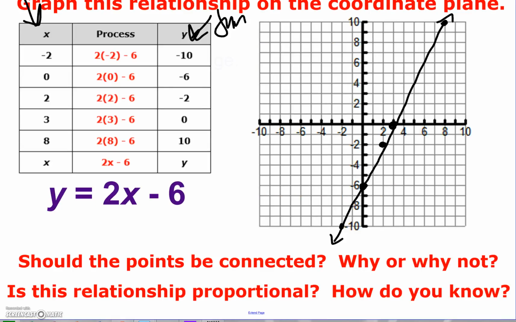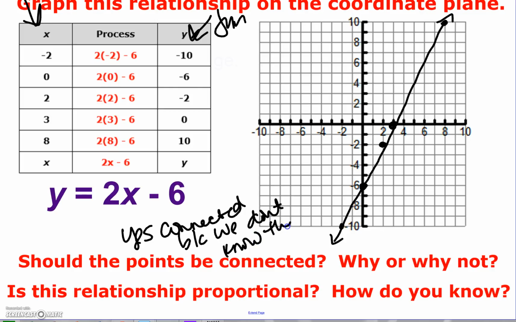The question asks, should the points be connected? Why or why not? Is this relationship proportional? How do you know? Yes, connected, because we don't know the scenario. All right, and is this relation proportional? No. How do you know? Because it doesn't go through the origin.